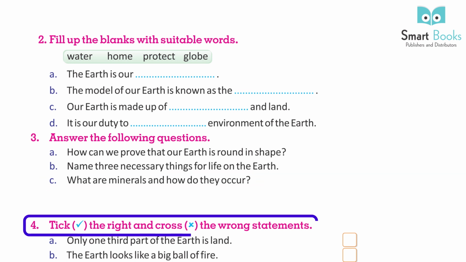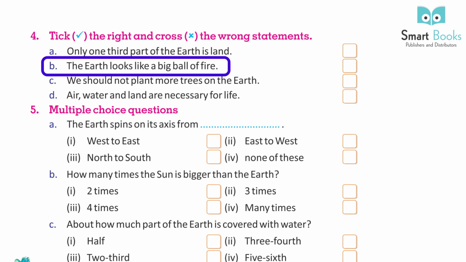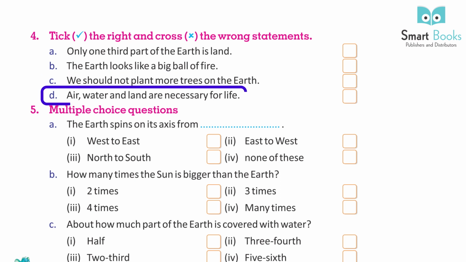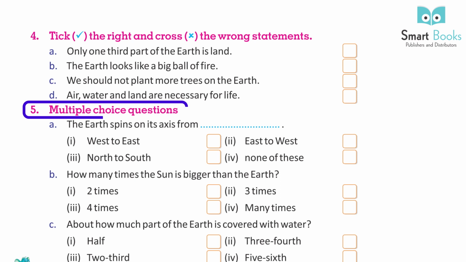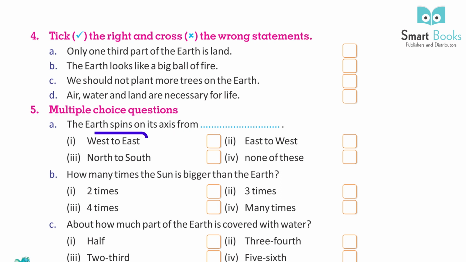4. Tick the right and cross the wrong statements. A. Only one third part of the Earth is land. B. The Earth looks like a big ball of fire. C. We should not plant more trees on the Earth. D. Air, water and land are necessary for life. 5. Multiple choice questions. A. The Earth spins on its axis from dash. 1. West to East. 2. East to West. 3. North to South. 4. None of these.